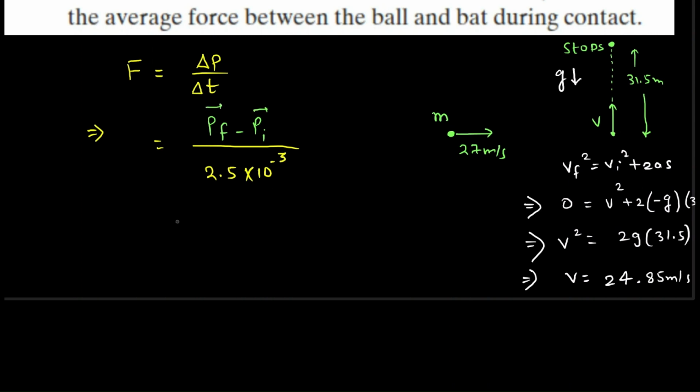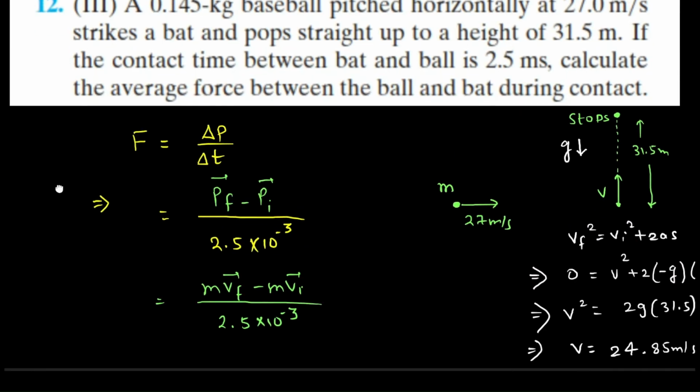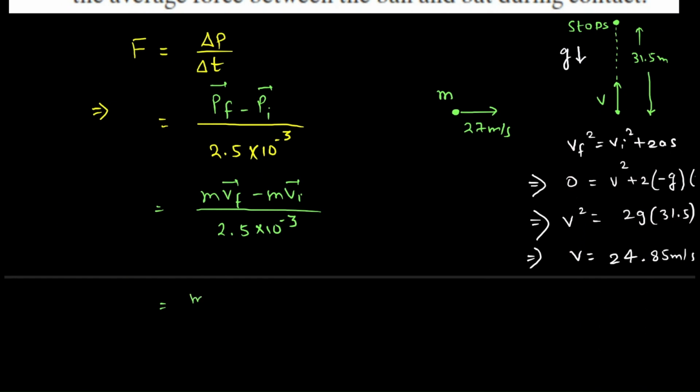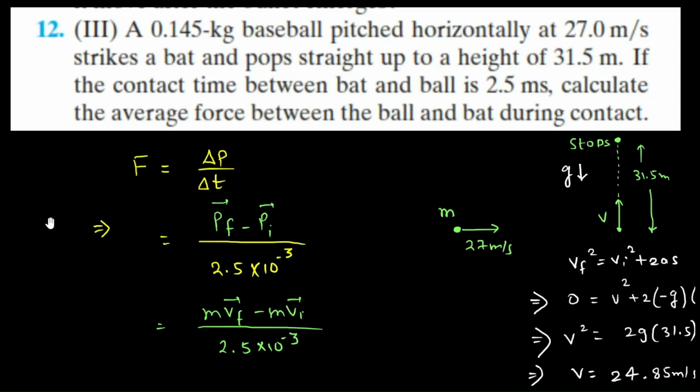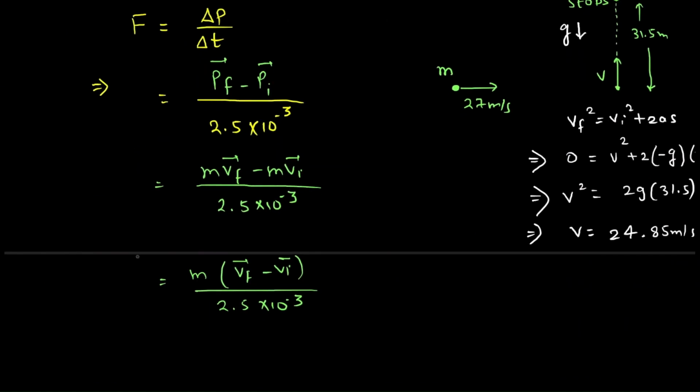We know that very well. And that will be nothing but m v final minus m v initial over 2.5 times 10 raised to minus 3. M can be taken as a common factor, so if m is taken out, I'm left with v final minus v initial over 2.5 times 10 raised to minus 3. M is given as 0.145, so it becomes 0.145. I will write the denominator as it is.